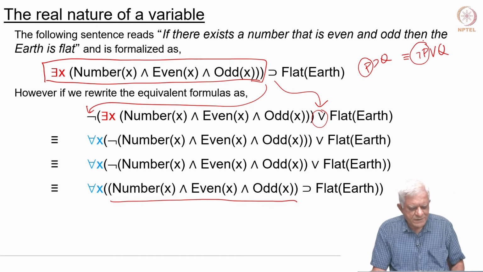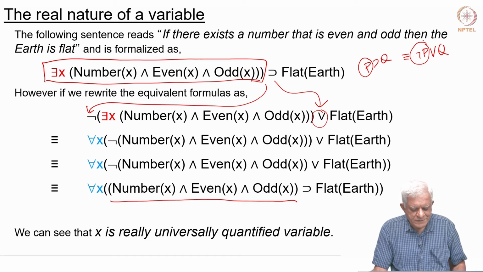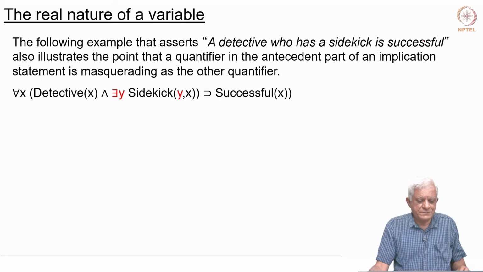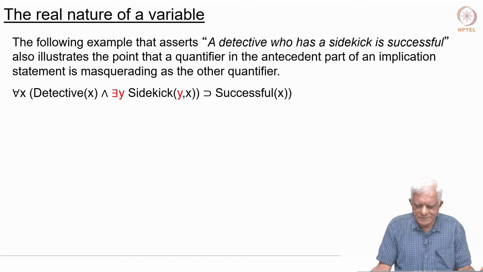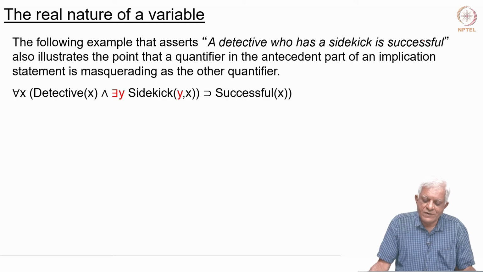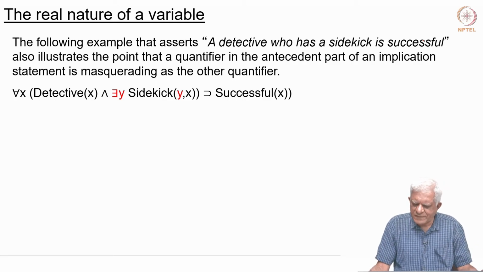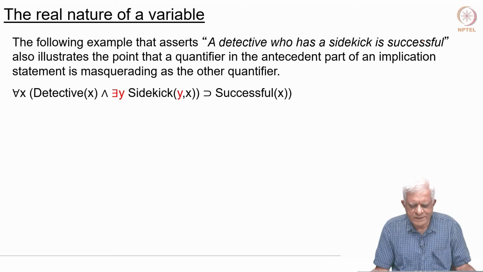Another example will make it finally clear, I hope. So, this says that a detective without a sidekick is successful. You know, if you have watched detective serials, they always have a sidekick essentially. You know, Sherlock Holmes had Watson, and everybody has somebody on the side.